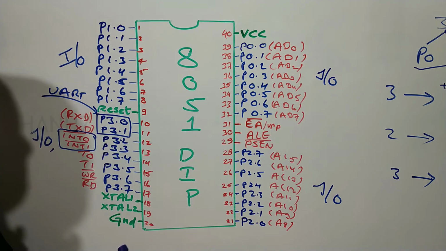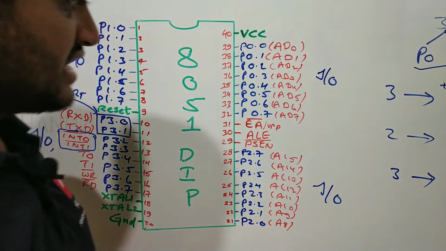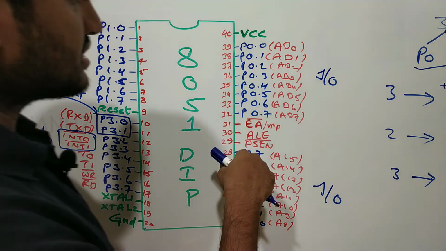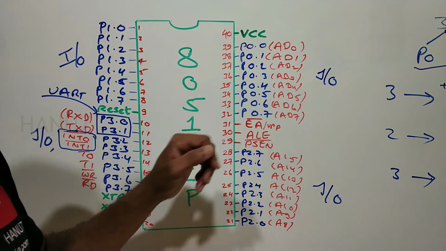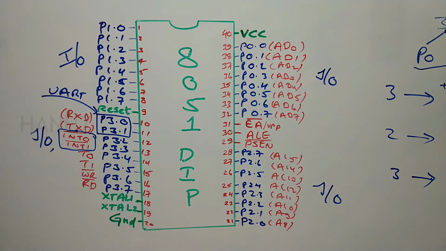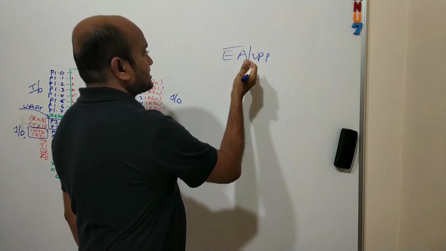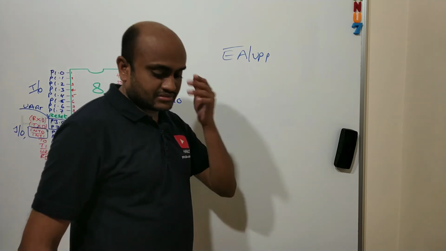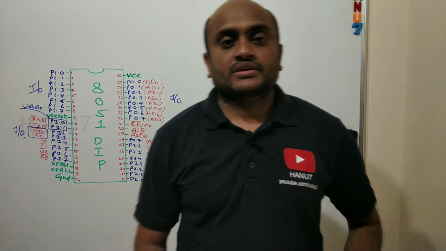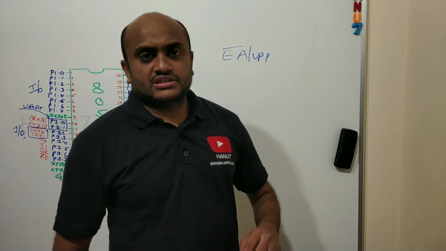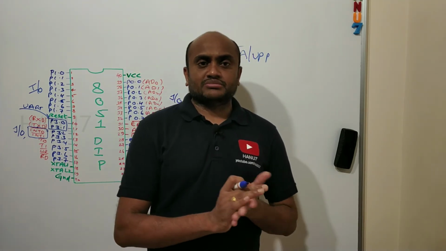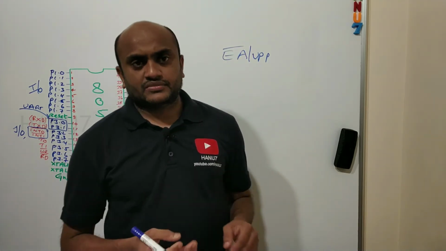And coming to these 3 pins, what is the use of these 3 pins? So first pin, EA/VPP. Let us see what is the use of this particular pin, EA/VPP. So if we are interfacing, say for example, external memories to the microcontroller 8051.